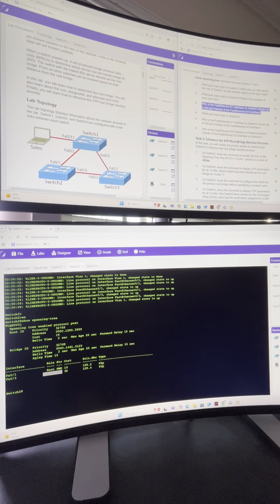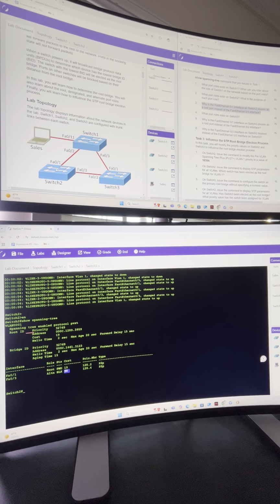So number 3, it says, why is the Fast Ethernet 0/1 interface on switch 2 chosen as a root port instead of the Fast Ethernet 0/3 interface? Well, I just explained this, but if we look at the cost for the Fast Ethernet 0/1 interface up to the root bridge, it is only 19, and we can see the cost for the Fast Ethernet 0/3 interface is 38, and that is because Fast Ethernet ports by default have a cost of 19.